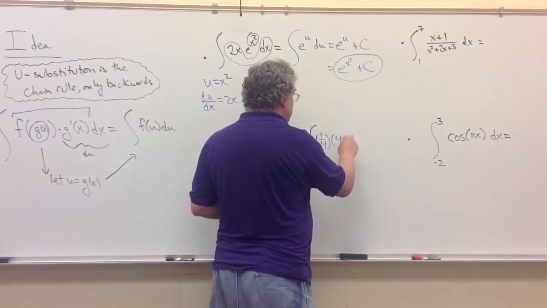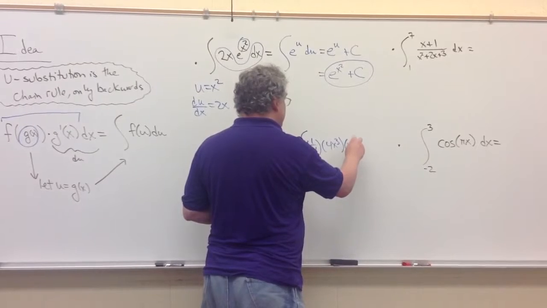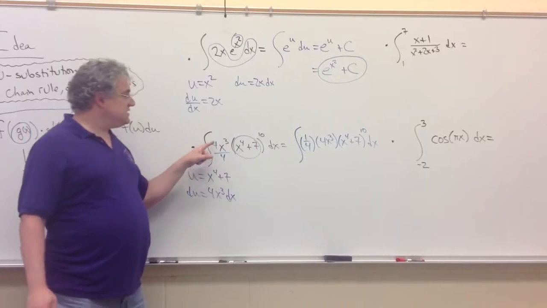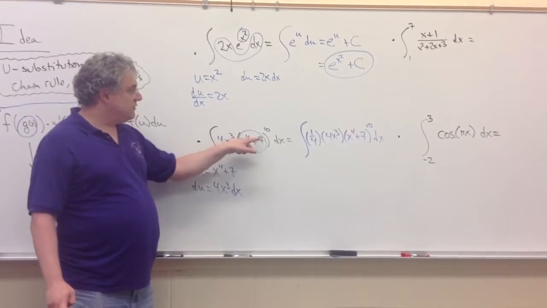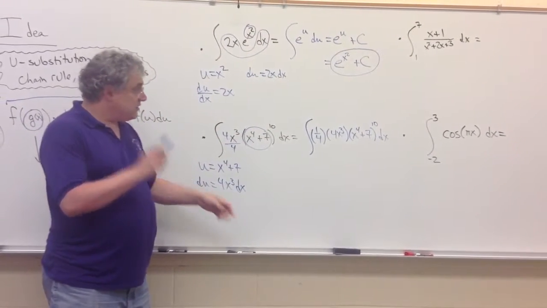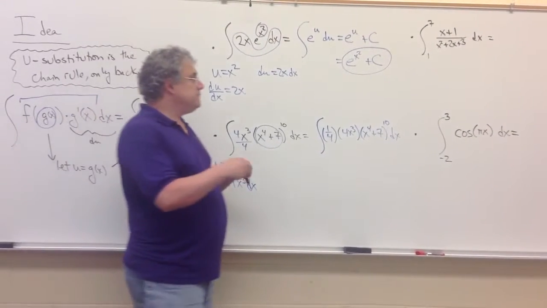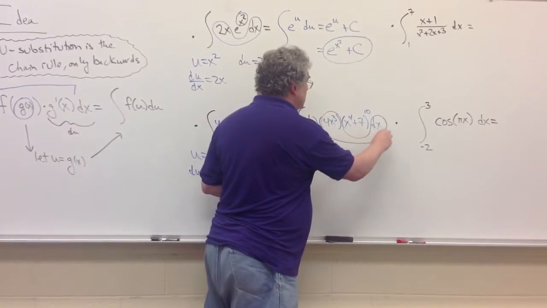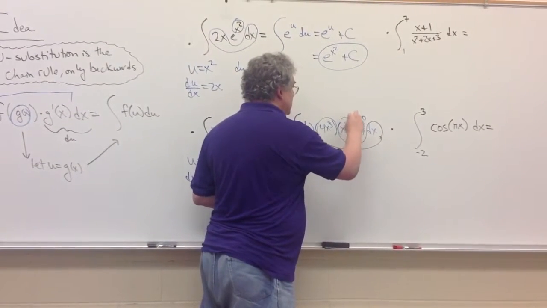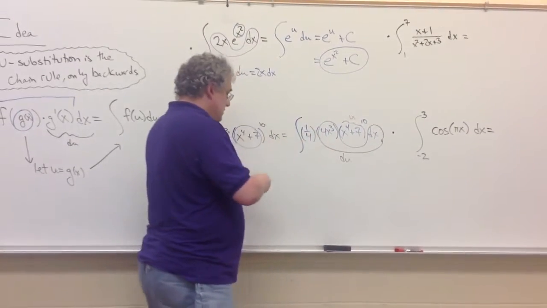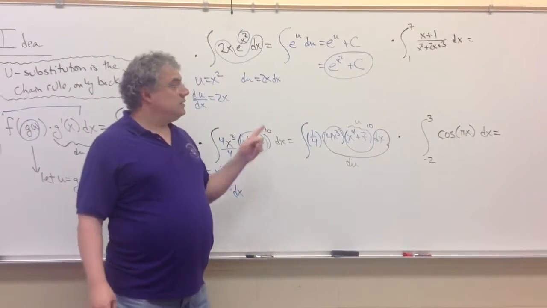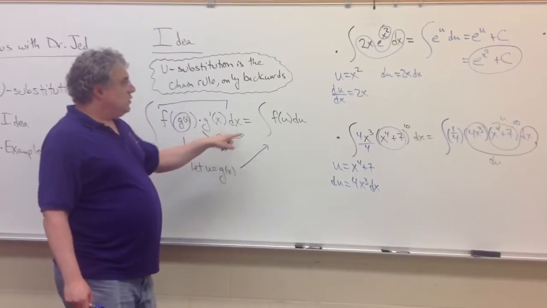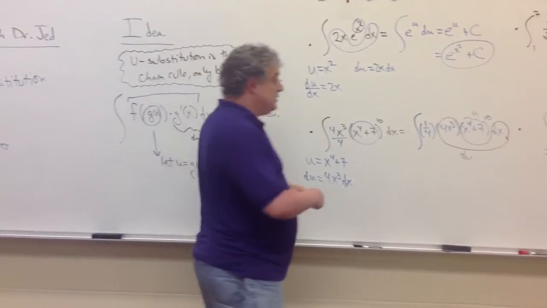I've got 4x cubed. I've got x to the 4th plus 7 to the 10th dx. Is that right? That's all 4 pieces. There's the 1 piece, the 2nd piece, the 3rd piece, and the 4th piece. Now I'm going to need another color because I just wrote that in blue. But this and this are my du. This is u. So, when I have this form, remember if you've got f of u times du, that's all you need. You just rewrite it that way.